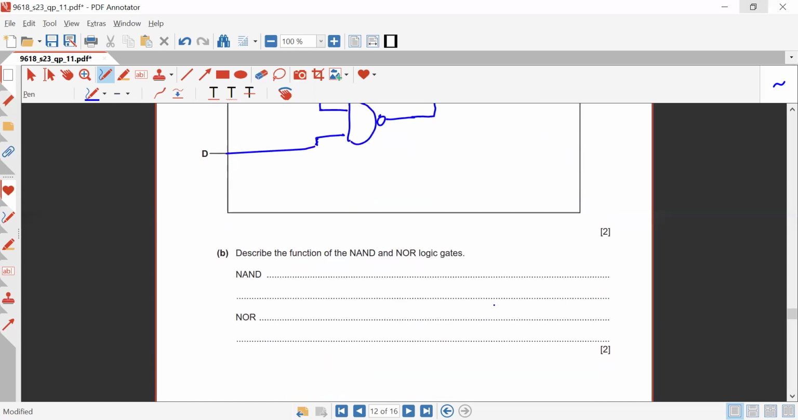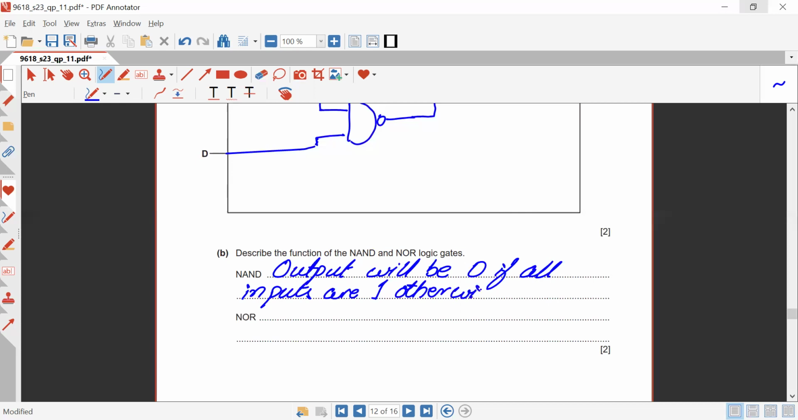Now they are saying describe the function of the NAND and the NOR logic gates. The NAND gate says that the output will be low if all the inputs are high. So you can write it down: output will be low, or will be 0, if all inputs are 1. Otherwise the output will be 1. Or you can just write the inputs are 1; no need for the otherwise part.